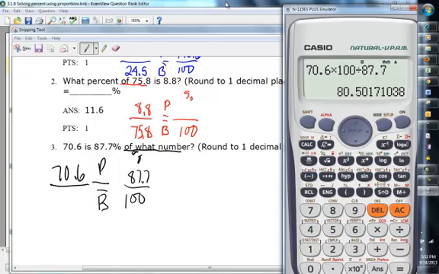So this is section 3.1. It's a lot to cover, but it's all you need to know about ratios, proportions, and percents.